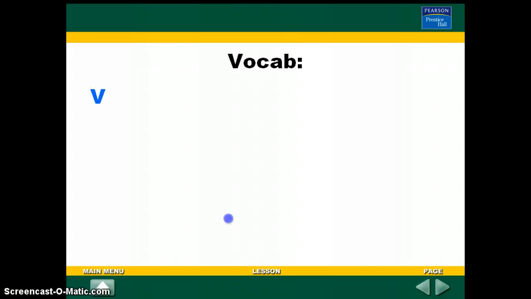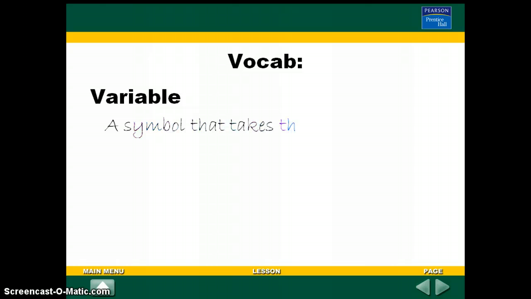So first we have a few vocab words. Our first one is variable. Find that on your vocab sheet. Go ahead and find that now. And under the part that says definition, under that box, variable should be the first one, I think. It's a symbol that takes the place of a number. A symbol that takes the place of a number.